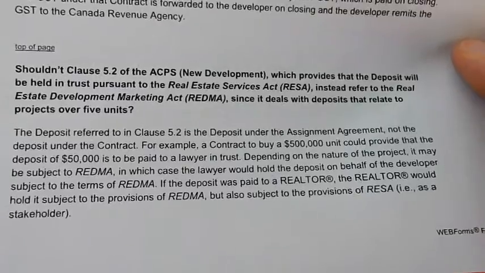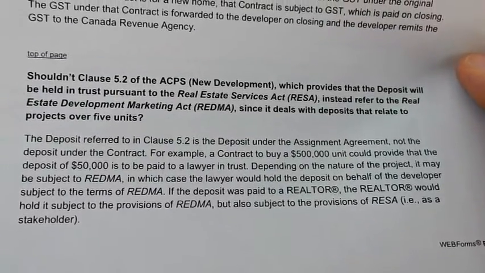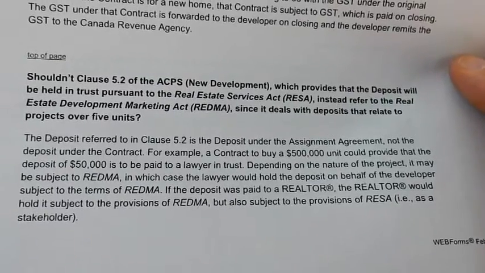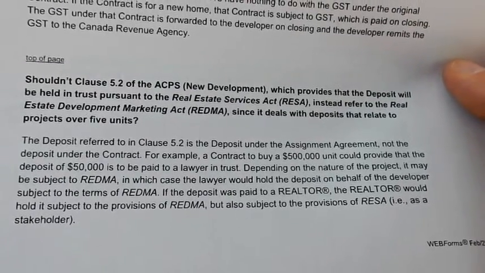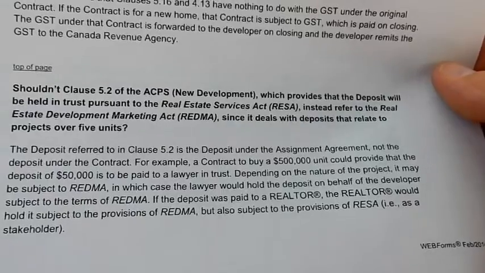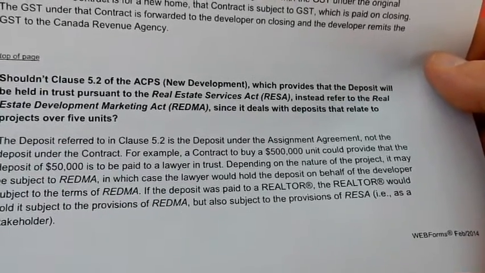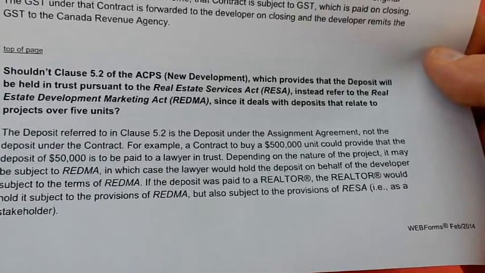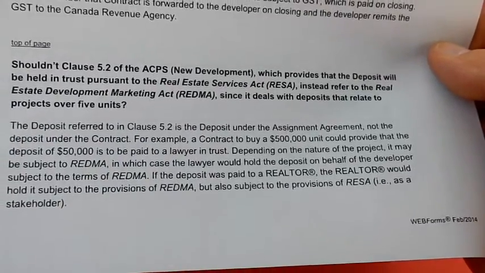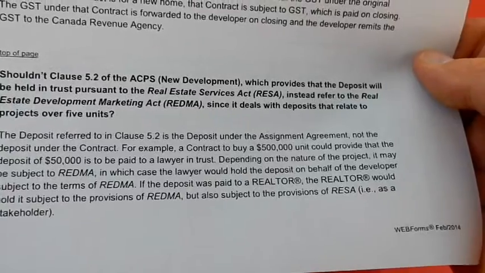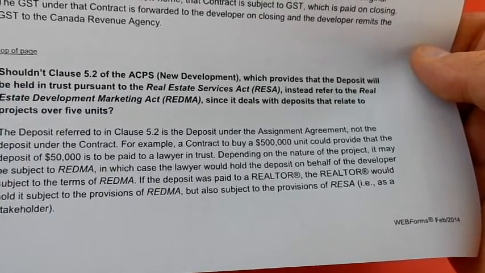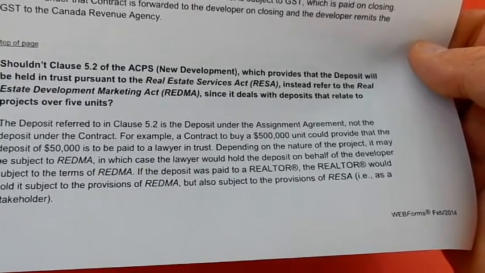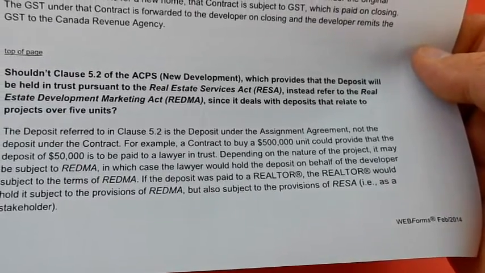For example, a contract to buy a $500,000 unit could provide that the deposit of $50,000 is to be paid to a lawyer in trust. Depending on the nature of the project, it may be subject to REDMA, in which case the lawyer should hold the deposit on behalf of the developer subject to the terms of REDMA. If the deposit was paid to a realtor, the realtor would hold it subject to the provisions of REDMA, but also subject to the provisions of RESA, i.e. as a stakeholder.